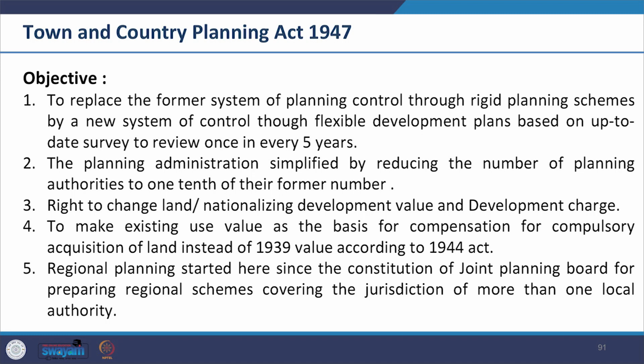So the intention was to replace the former system of planning control through rigid planning schemes by a new system of control through flexible development plans based on up-to-date surveys, to be reviewed once every 5 years. So a review would be done every 5 years. There would be no rigid planning, but things would be reviewed every 5 years. The planning administration was simplified by reducing the number of planning authorities to one-tenth of their former number. There were a lot of planning authorities, so that reduction was also made.